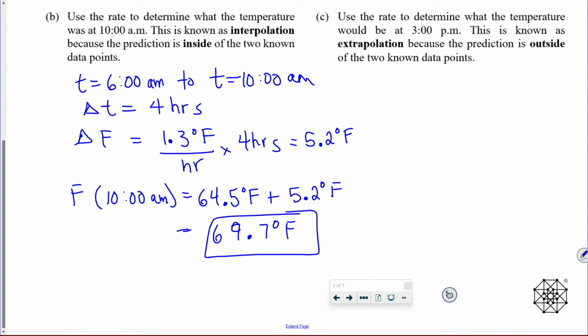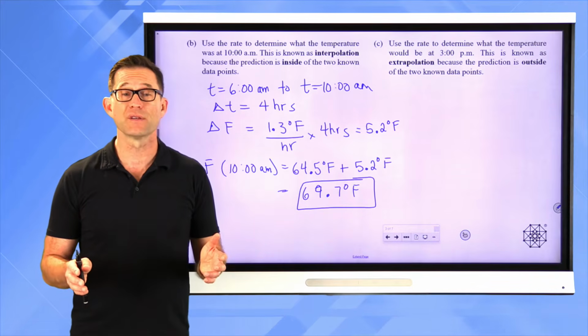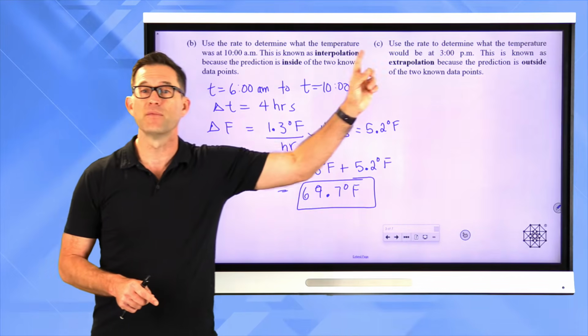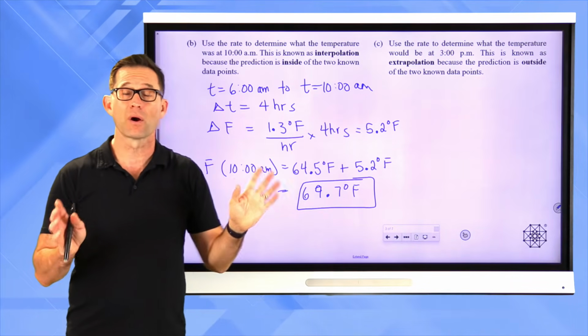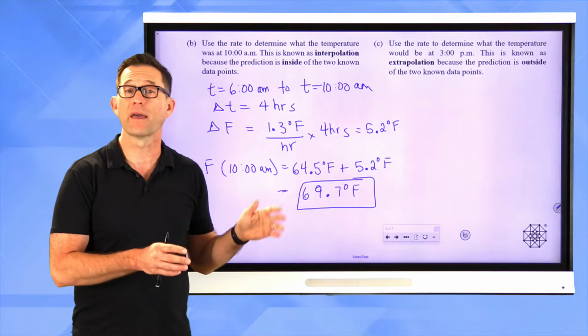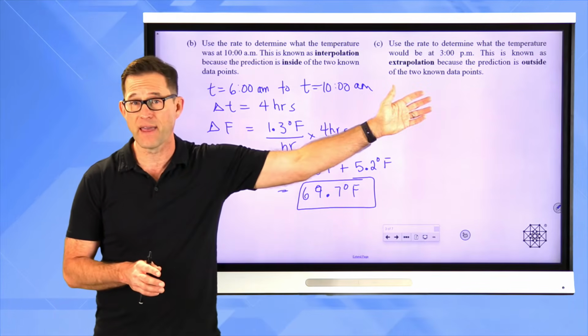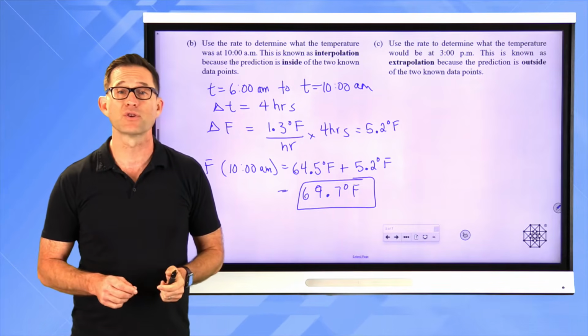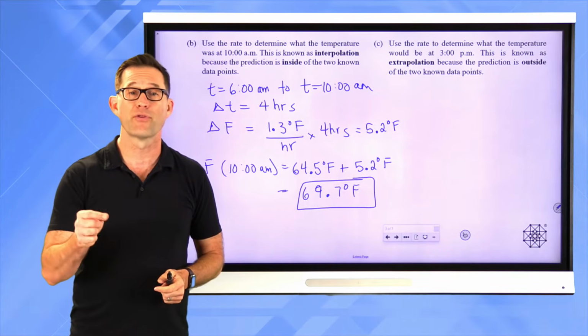Use the rate to determine what the temperature would be at 3 o'clock p.m. This is known as extrapolation because this prediction is outside, or extra, if you will, of the two known data points. Now again, what you can do in this situation is either go from 6 o'clock a.m. to 3 p.m. or use our other data point at 11 o'clock and go from 11 o'clock a.m. to 3 p.m. Pause the video now and see if you can make a prediction of what the temperature should be at 3 o'clock p.m.